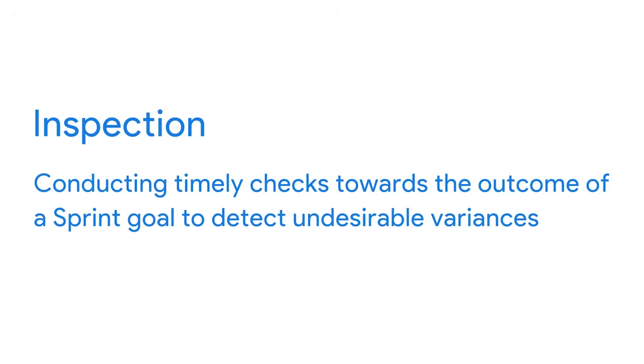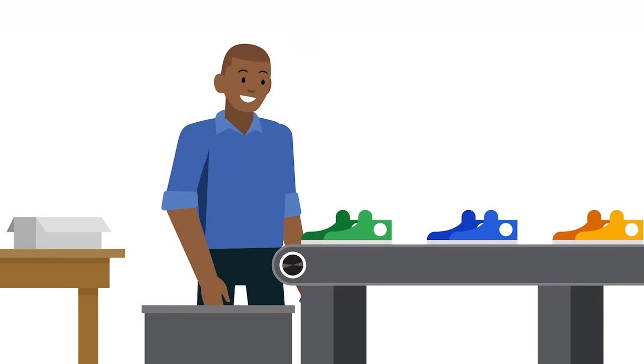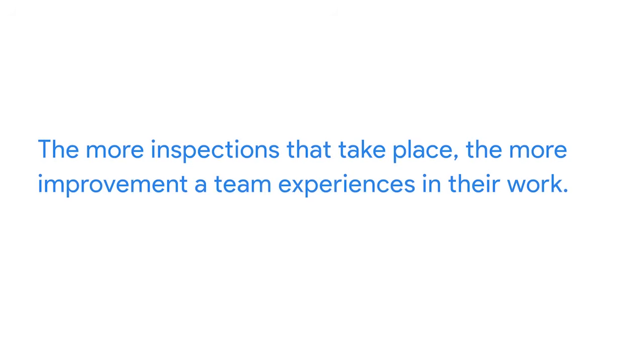The second pillar of Scrum is inspection. Inspection refers to conducting timely checks towards the outcome of a sprint goal to detect undesirable variances. This means that we're always checking in on our progress and deliverables so that we can detect any undesirable changes. When teams work in an agile way, a stakeholder review of their work is a necessary opportunity for growth and progress. The more inspections that take place, the more improvement a team experiences in their work. There's real value to be gained from deliberate inspection while you have a chance to change and improve.